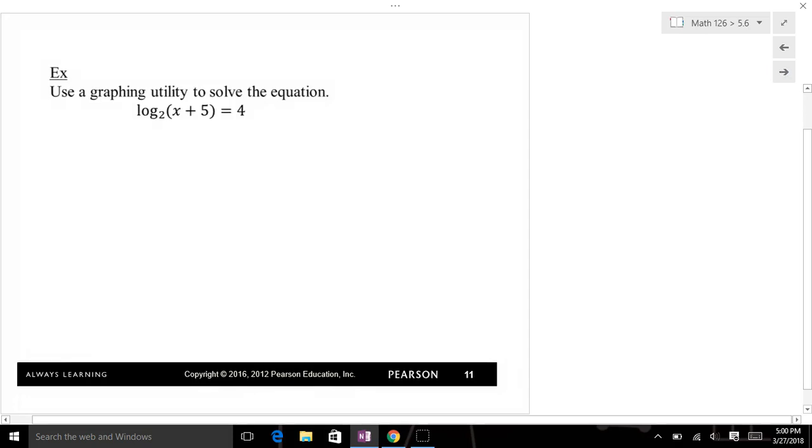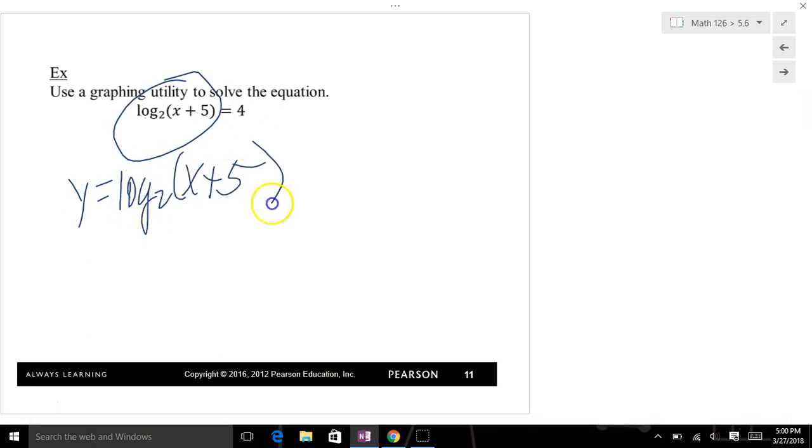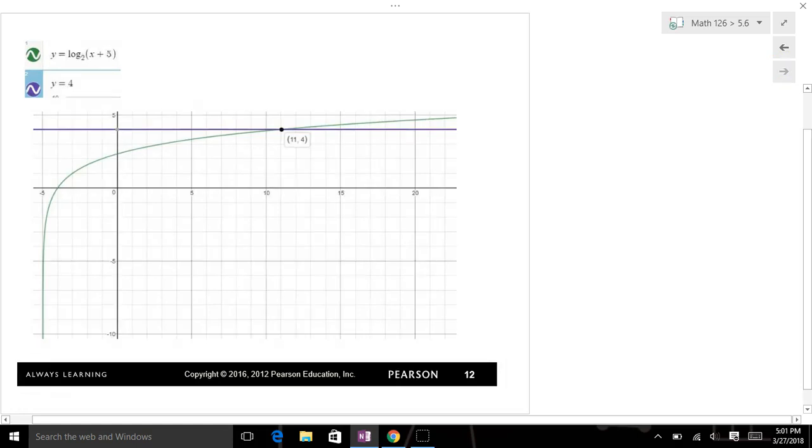Alright, how about using a graphing utility to solve this equation? So you've got log base 2 of x plus 5 equals 4. What we're going to do is let y equal this side, log base 2 of x plus 5, just go to desmos.com. Then we're going to let y equals 4 on this side. So that's what I did here.